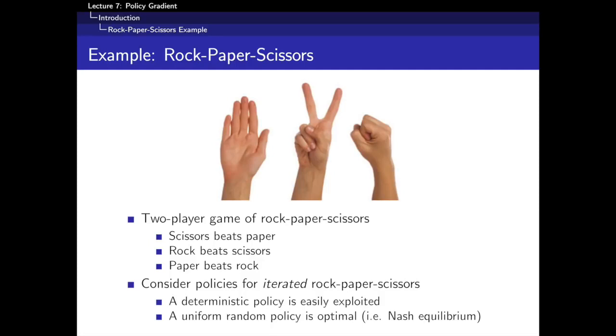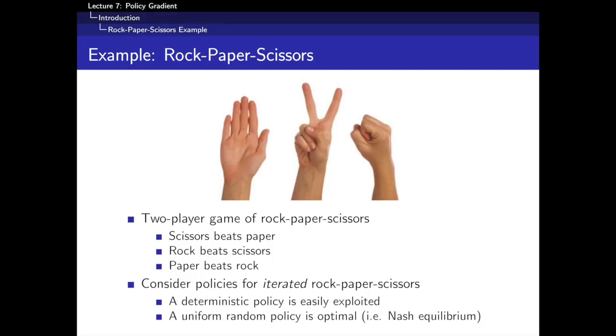So the first example is rock, paper, scissors, or Rochambeau, or it has lots of different names depending where you're from and how you play this. It's just the game where you show paper, scissors, or stone, and scissors beats paper, rock beats scissors, paper beats rock. If you were to play this deterministically, any deterministic strategy is very easily exploited. If I always play rock, you'll very quickly figure out that you should just play paper, and I'll lose every single time.